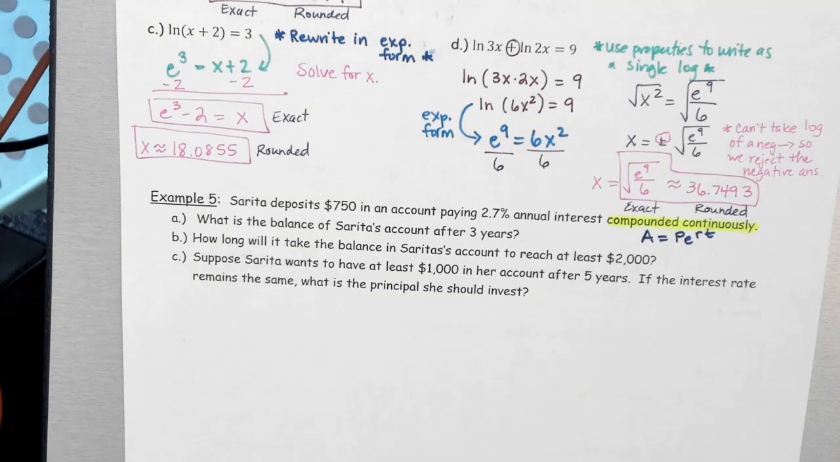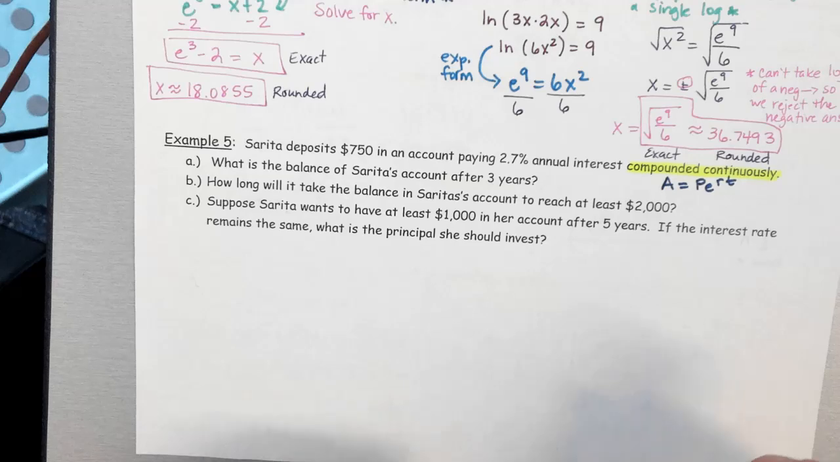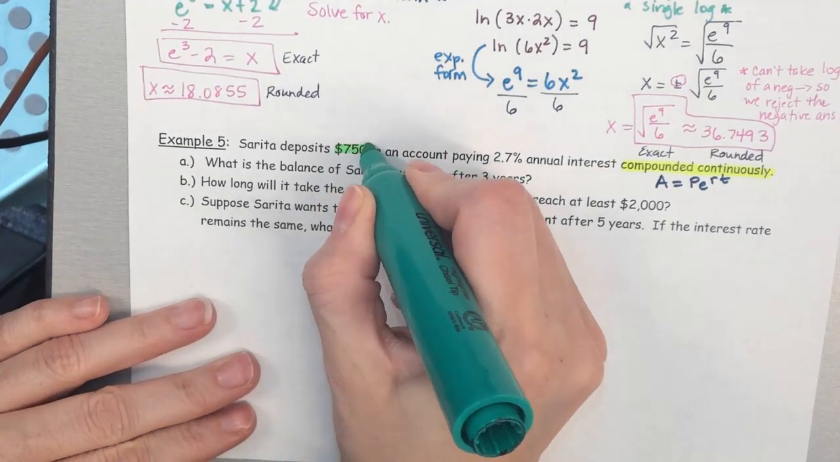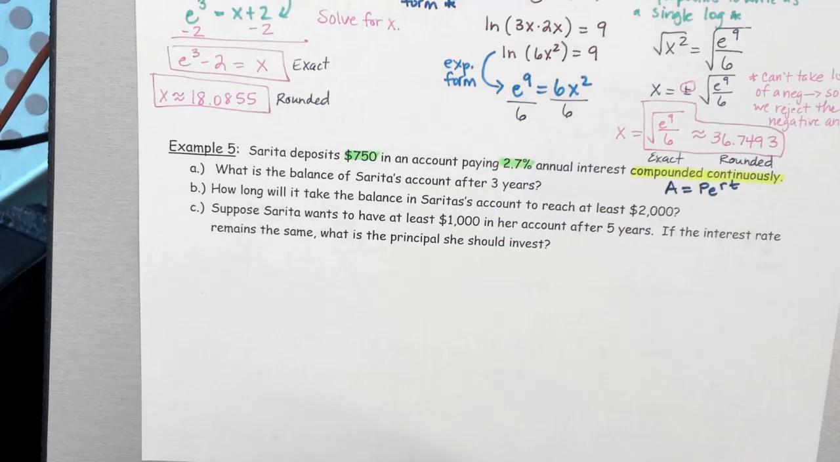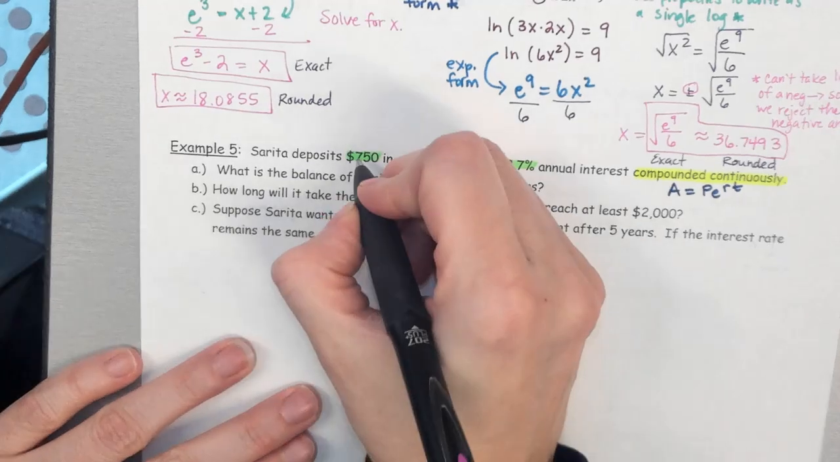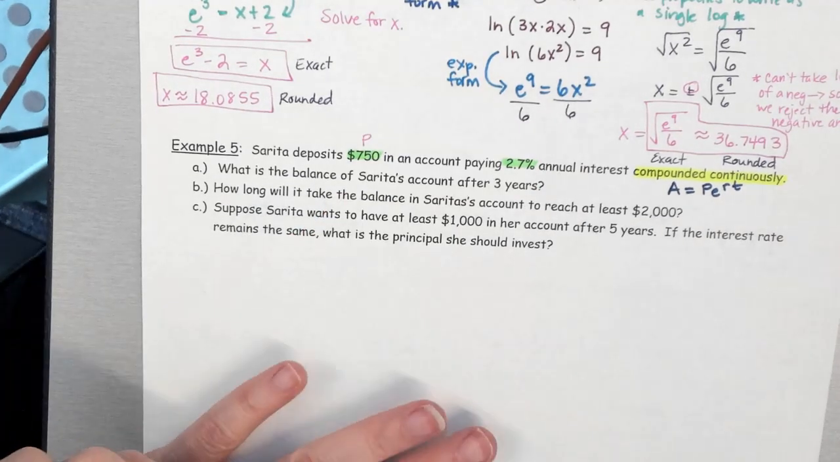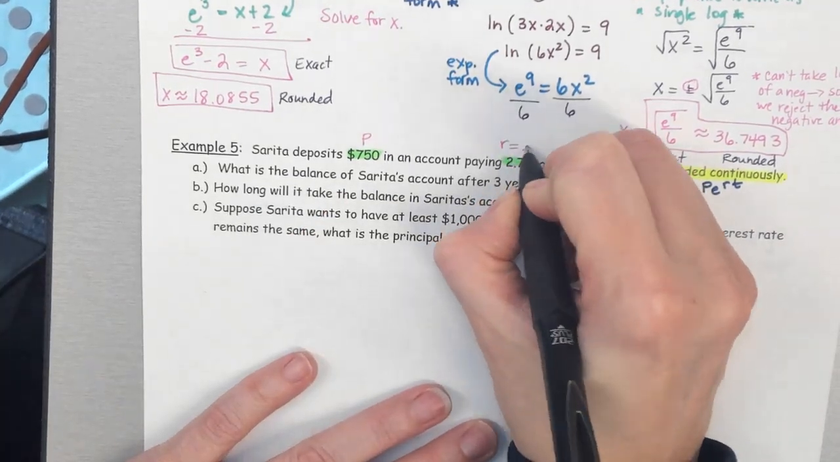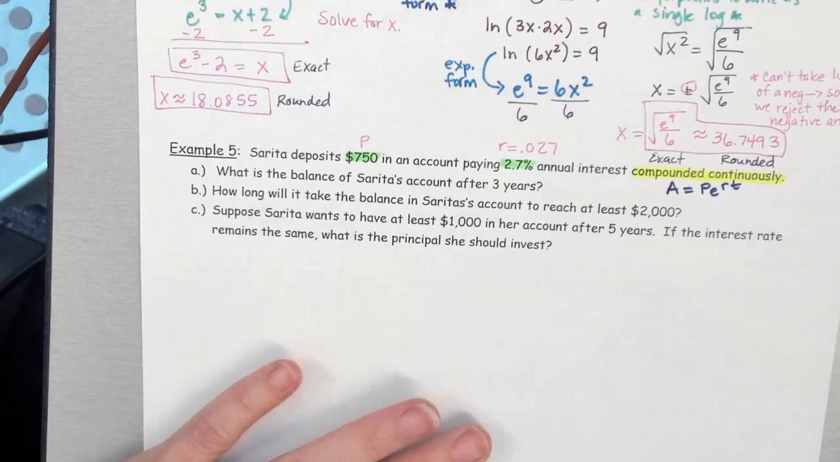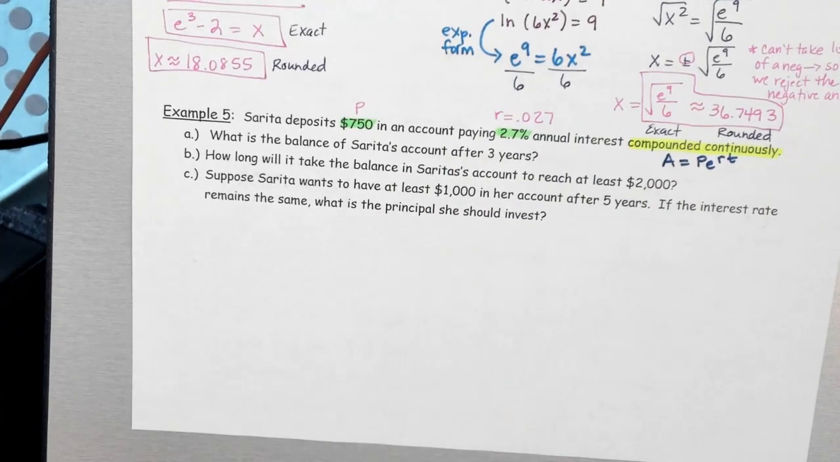Okay, so look, there it is. So we know how to solve equations with e now. We're going to put that to the test. Okay, so she deposits $750. She has 2.7% annual interest. So we know whatever they deposit, that's going to be your principal value, your value of P. The rate we always want to express as a decimal, so 0.027.